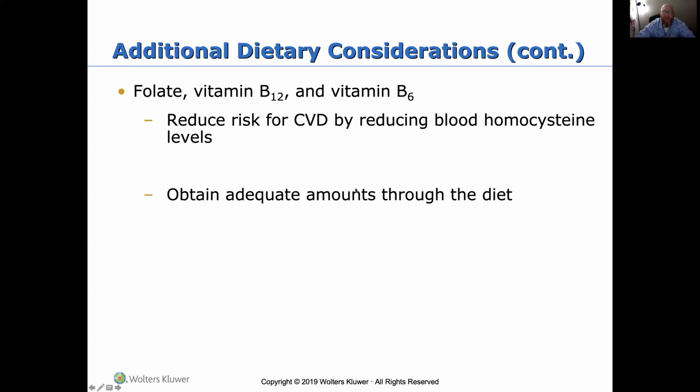Folate, vitamin B12, and vitamin B6. They reduce your risk for cardiovascular disease by reducing blood homocysteine levels. We talked about that early in the slideshow. If you do not remember this, go back and look. Obtaining adequate amounts of this generally through your diet is the best way to get it. You can also pick up things through supplements. The best way to get it is through eating a rounded diet.